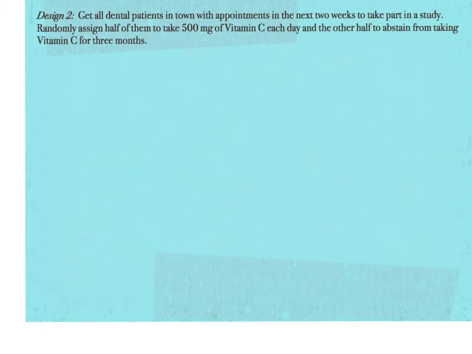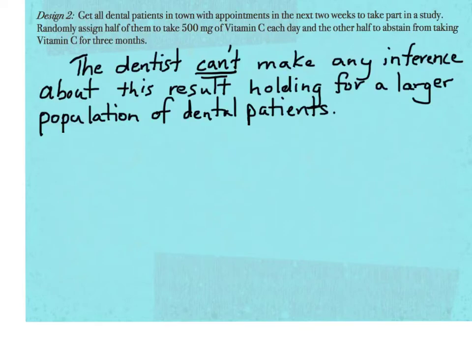As in design 1, the dentist can't make any inference about this result holding for a larger population of dental patients. However, the treatments were randomly assigned to the subjects. Assuming proper control in the experiment, she can conclude that taking vitamin C reduced the chance of getting canker sores in her subjects. So let's discuss why the dentist can't make any inference about this result holding for a larger population of dental patients.